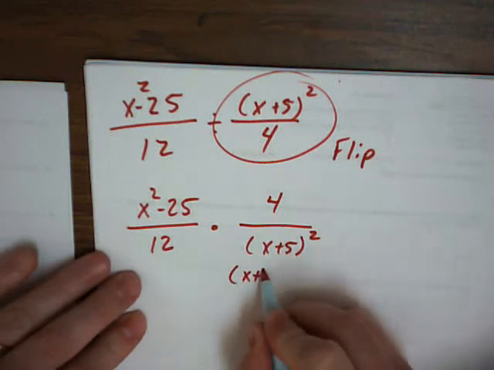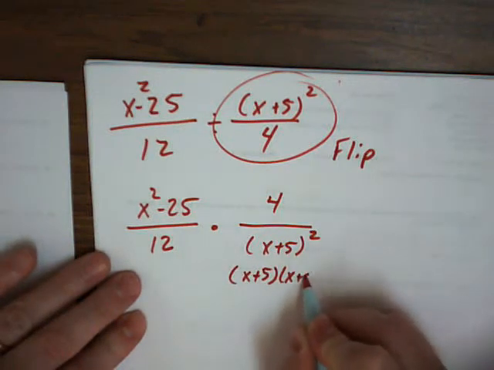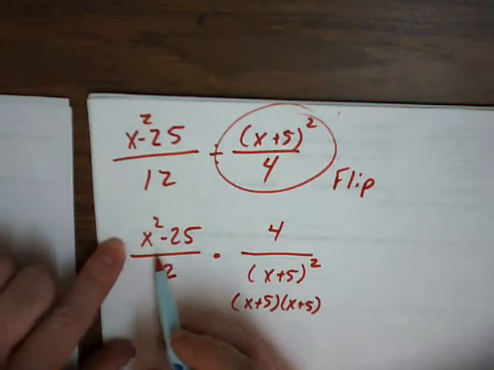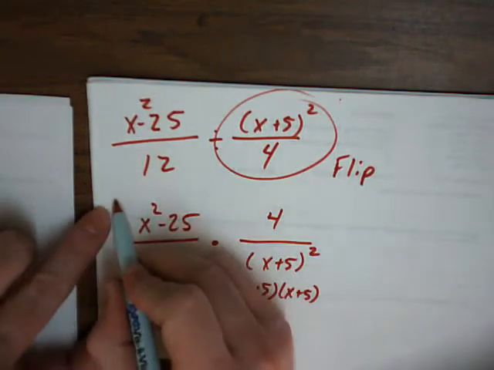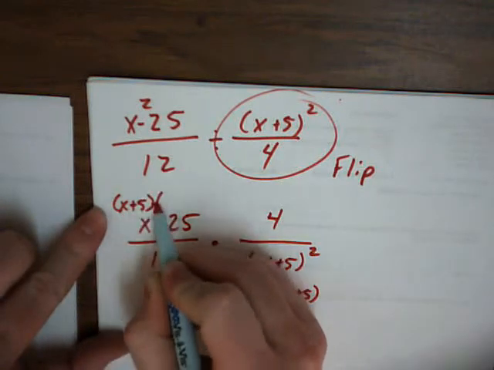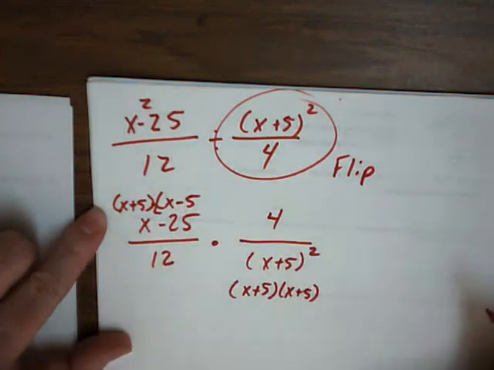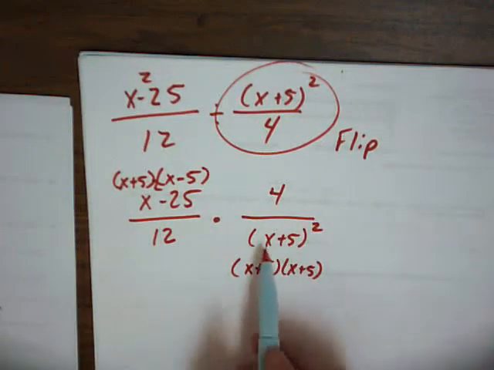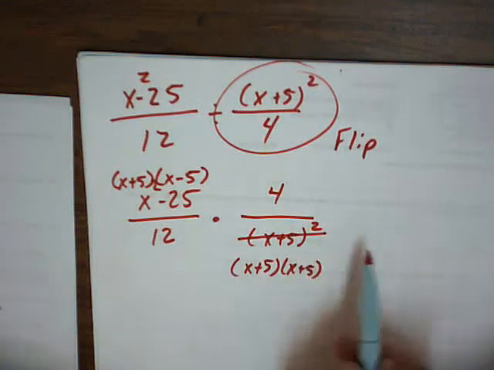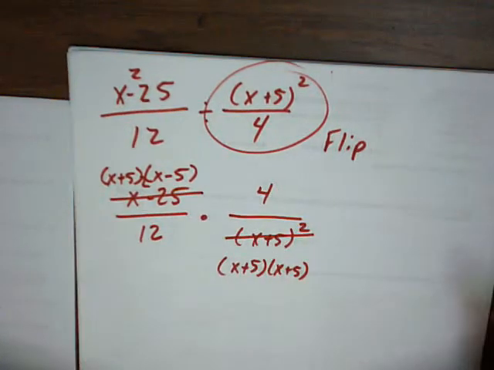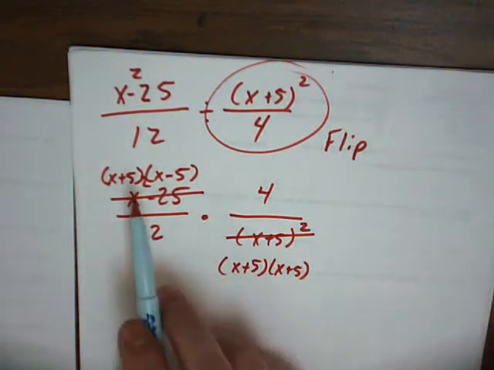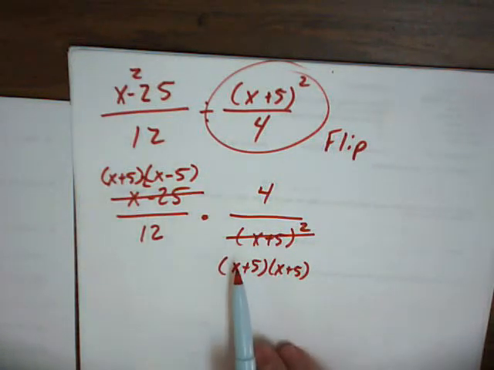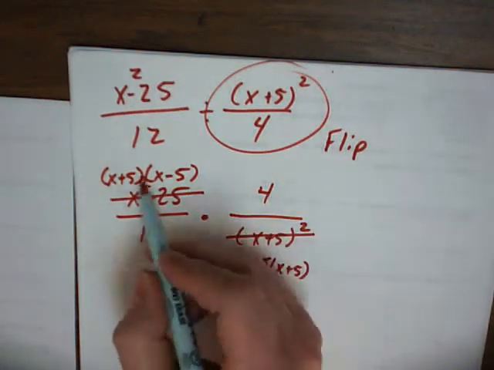Okay, this is x plus 5 times x plus 5, right? There's two x plus 5s. Now the top can be factored. You always want to try to factor these out as much as possible. Yes, that's right, x plus 5, x minus 5. So we can rewrite these like that. Okay, is it alright if I scratch this out because I've rewritten it? So now I've got x plus 5 on the top in the numerator, and x plus 5 in the denominator, and I can cancel that.